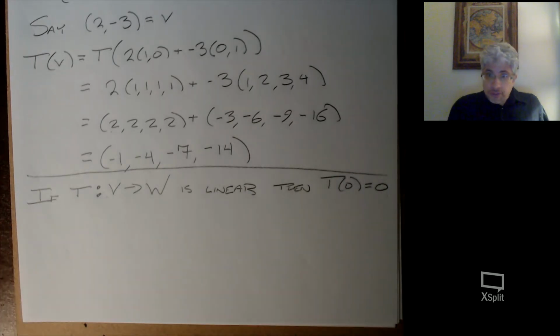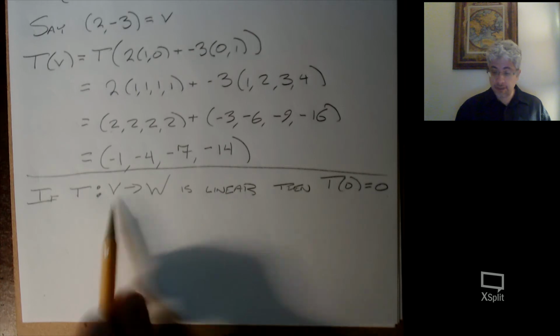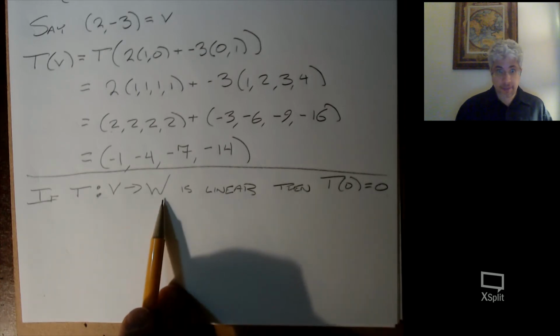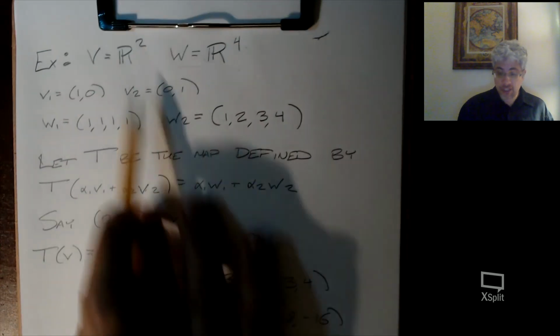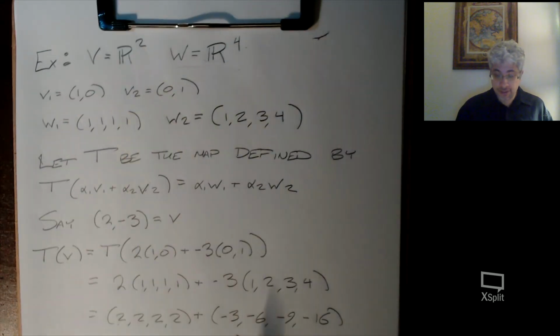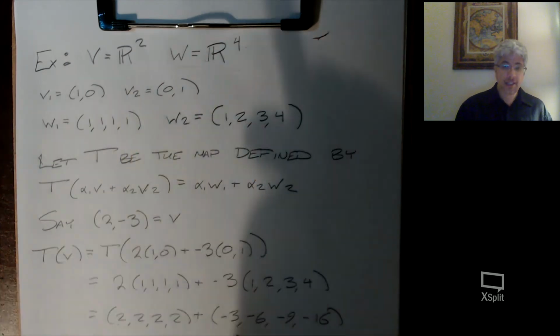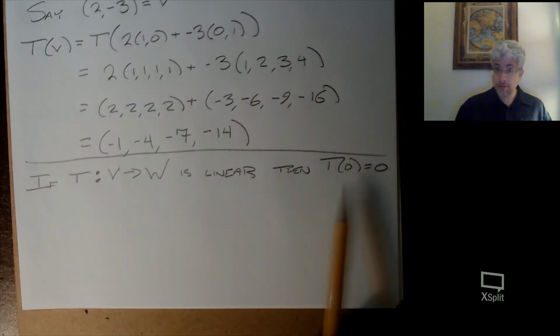Now, first of all, understand what it means if I say T of 0 is 0. Where is this 0? Think about that for a moment. That 0 is the 0 in the vector space V. Where is this 0? Well, this 0 is the 0 in the vector space W, right? These are not necessarily the same dimension. They weren't the same dimension here, right? So these are different zeros. Like the 0 here would be (0, 0, 0, 0), and the 0 here would be (0, 0). Not the same 0, but this is still true.